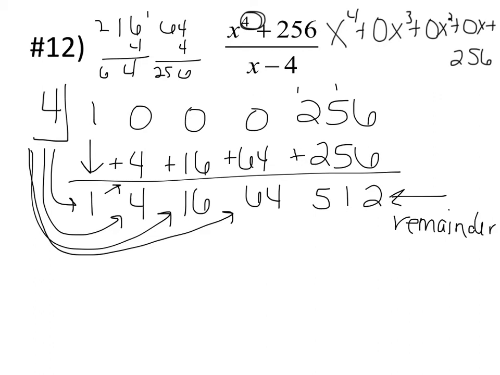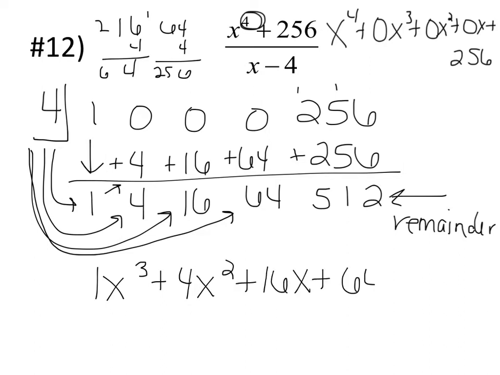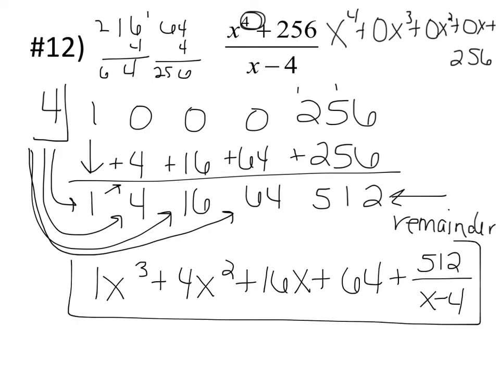And I know it seems like you probably did something wrong because you would think those 256s would cancel, but you actually didn't do anything wrong. This is actually correct. All right, so you started with x to the 4th, so you're going to start your solution with x to the 3rd. So I'm going to say 1x cubed plus 4x squared plus 16x plus 64 plus 512 over x minus 4. And that's your answer.